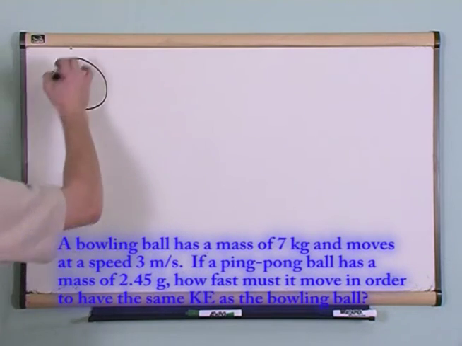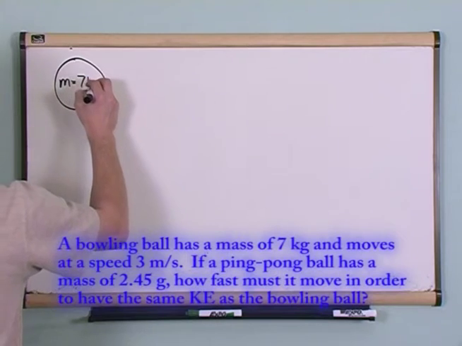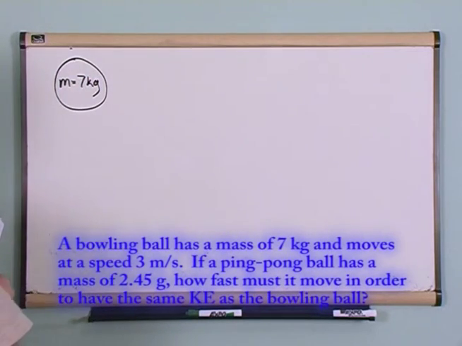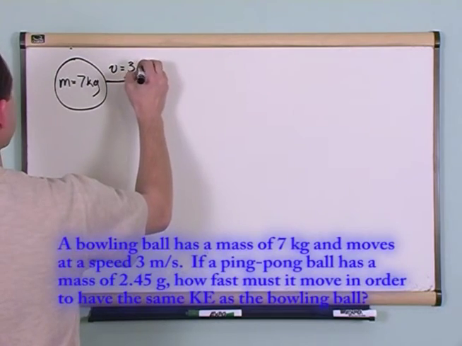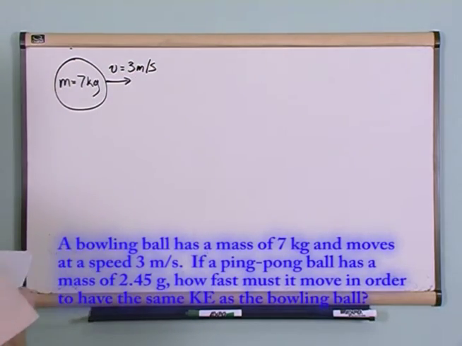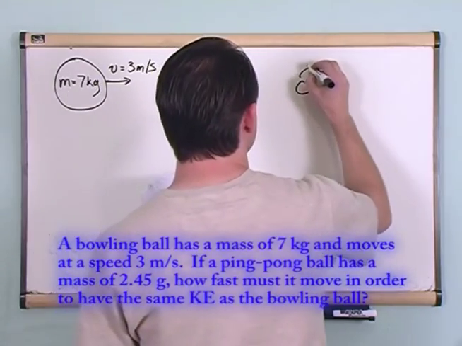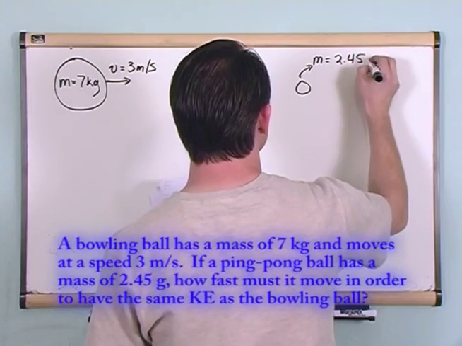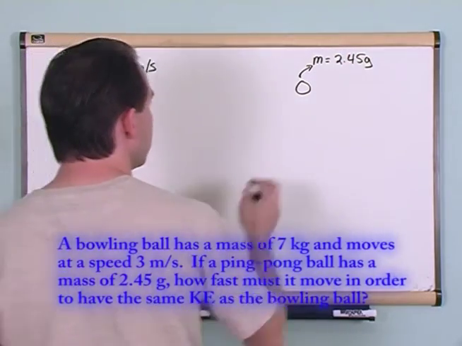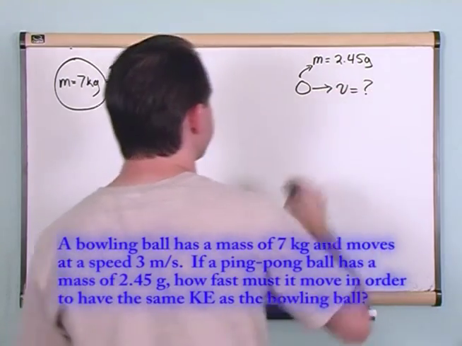You have a giant bowling ball. The mass is 7 kilograms, and that guy is moving at a velocity of 3 meters per second. You also have a much smaller ping pong ball, the mass of which was given as 2.45 grams. The velocity is what we do not know.